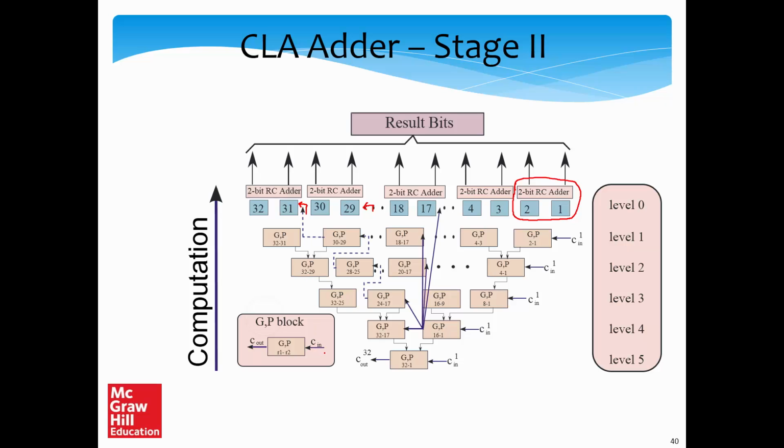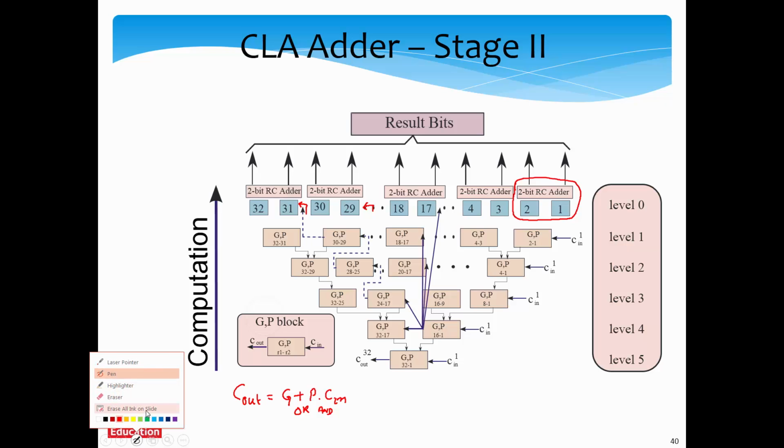For each of them, if we get the carry in, we can always compute the carry out with a simple equation: carry out is the generate value ORed with the propagate value ANDed with C in. This is a very simple thing. It requires one OR gate and one AND gate, so it's constant time per block. But the aim is to quickly compute all the carries, and that's what we shall try to do now.